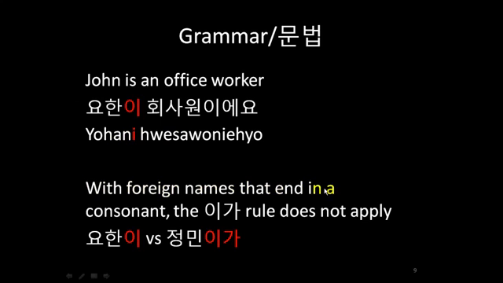With foreign names that end in a consonant, the 이가 rule does not apply. So with a name like 요한, it'll be 요한이. 요한 is a foreign name that ends in a consonant. When a word ends in a consonant, the subject marking particle will be 이. However, 정민 is a Korean name that ends in a consonant. So you have the option of adding 이가 to this name. So it will be 정민이가 or 정민이.